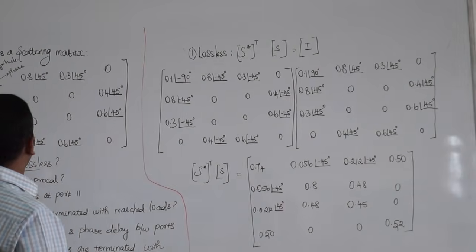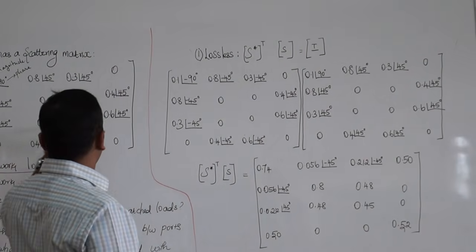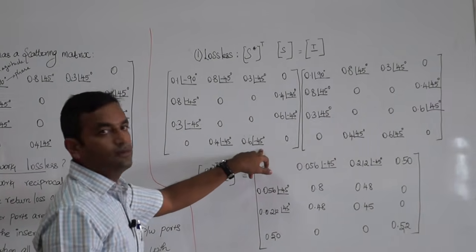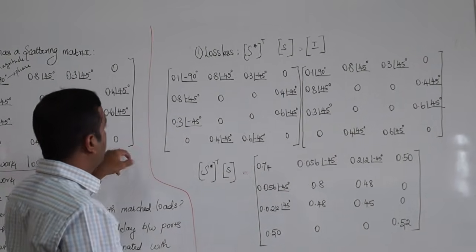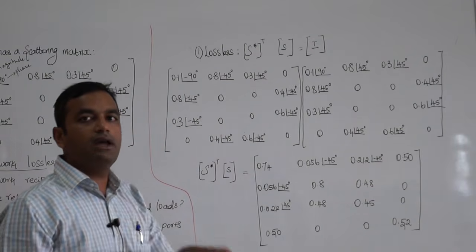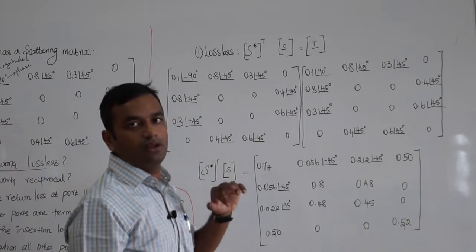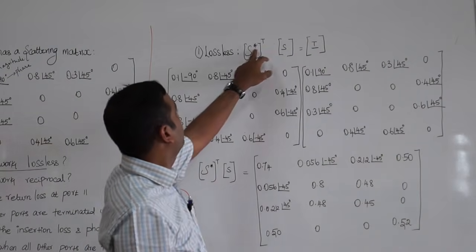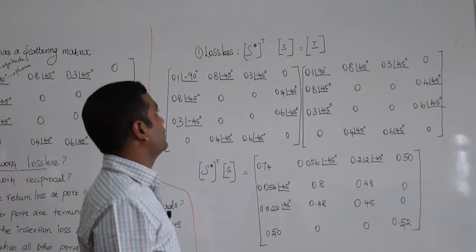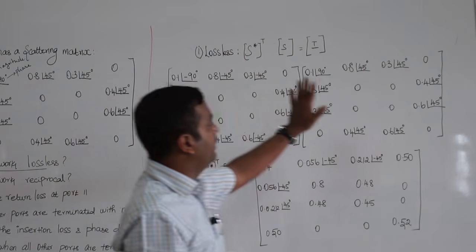Now let's go to the third row. It's 0.3 angle 45 becoming 0.3 angle minus 45, then 0, 0, and 0.6 angle 45 becomes 0.6 angle minus 45. Similarly, you can write the fourth row. So we have written the S star transpose of the S matrix. Transpose is converting the rows to columns and star is taking the complex conjugate, so we have done both. We multiply S star transpose with the S matrix, which we have repeated here.